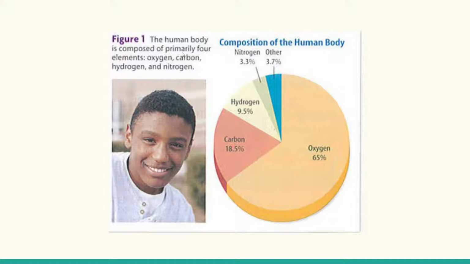Here we see the human body is composed of primarily 4 elements: oxygen, carbon, hydrogen, and nitrogen, and there's 3.7% other stuff. That other stuff includes some metals that you'd be surprised we even have, like copper and magnesium and iron. All that stuff is in our body right now, and we can't actually function without it, but for the most part it's these 4 guys. Keep in mind that water is hydrogen and oxygen, so that's why those numbers are so big.